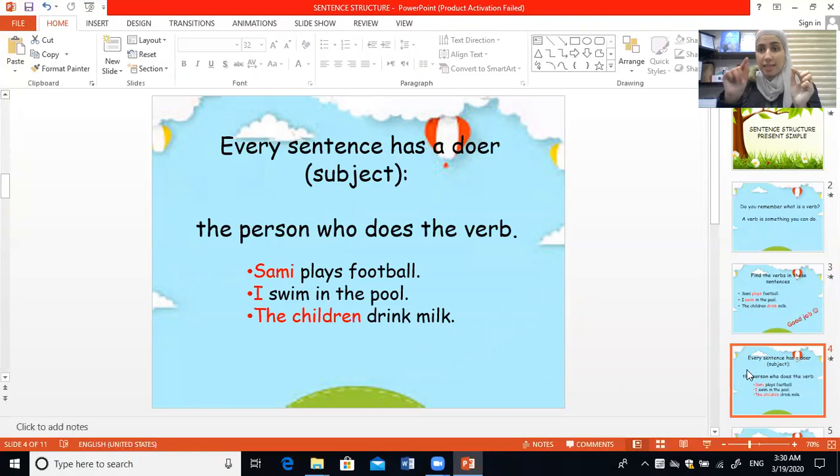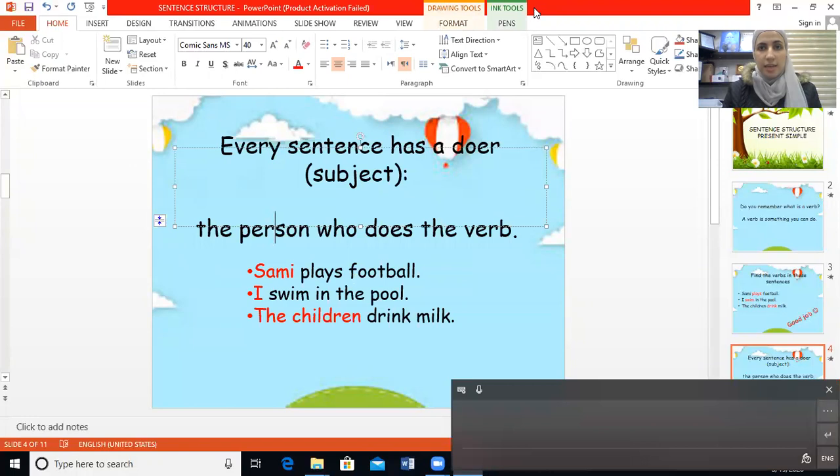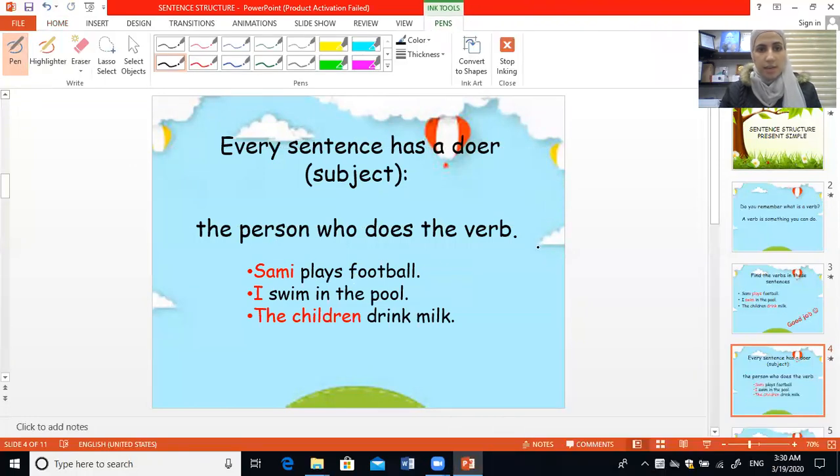Every sentence has a verb, we said that, and every sentence has a doer for the verb. The doer is the person who does the verb. You don't do the verb, but there is someone else in the sentence doing the verb. So, Sammy plays football. Keep your eyes here. We said that plays is the verb. Now, who plays in this sentence? Sammy plays. So Sammy is the person who does the verb. So Sammy is the doer.